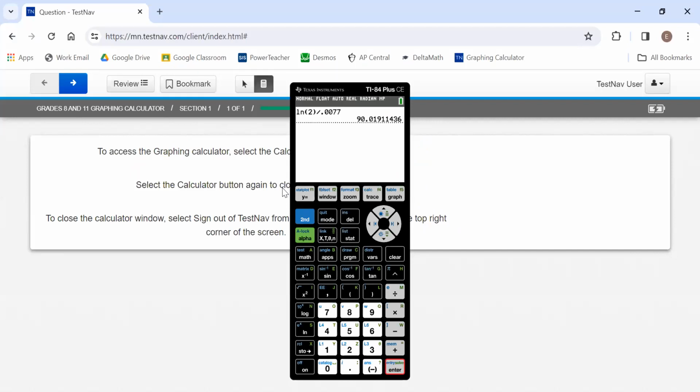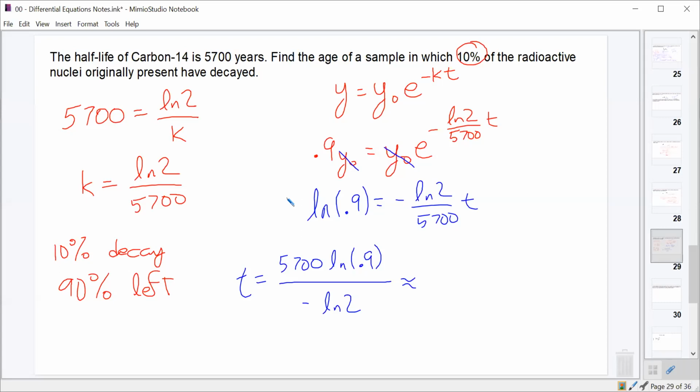And we are looking at 5700 times the natural log of 0.9. And then we want to divide that by negative natural log 2. And that ought to give us 866.4176326. And we'll just round that to 3 decimals. So it was 4176. So that will be 866.418 years. That's the age of that sample.